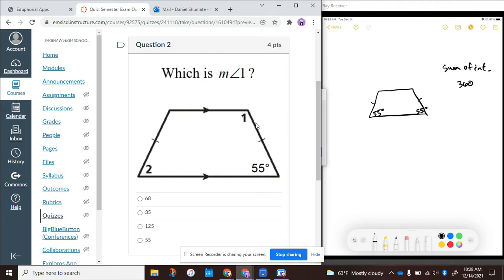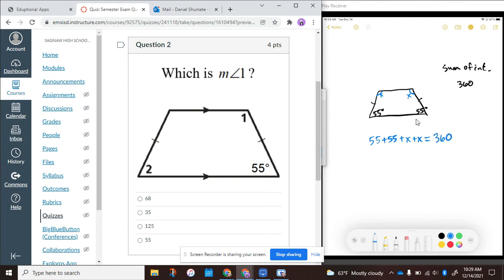And so what we do is take these two angles that we already know, and look at the fact that these angles up here are congruent to each other. We can figure this out. So what we know is this: 55 plus 55, those two that we already know, plus this unknown one, plus this other unknown one, which is the same, equals 360.